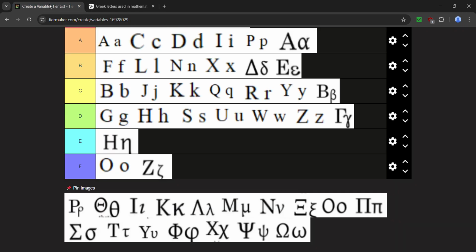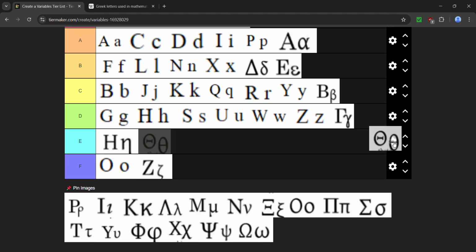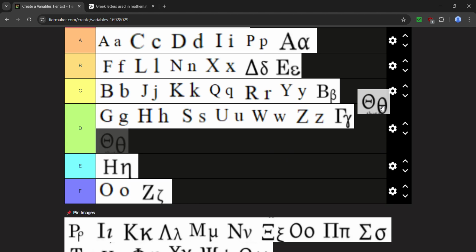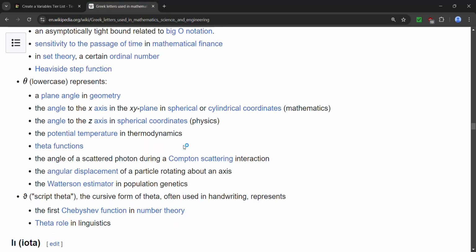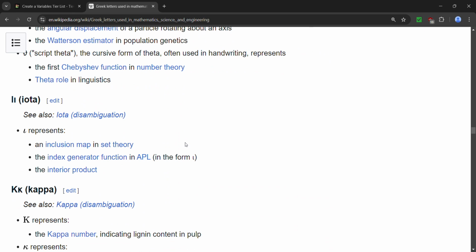Did we skip rho, or did I just order this wrong? Okay, for some reason rho is here, and theta's here. Theta being an angle, I've got to give it some credit for that. So I'll put it in C tier. It doesn't have much else going for it, but I do use it a lot, so I'll give it some credit there.